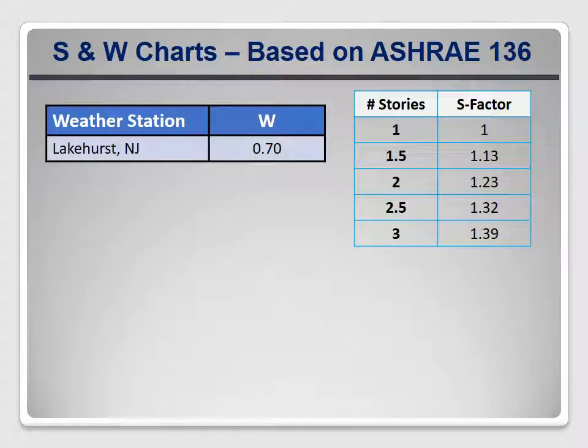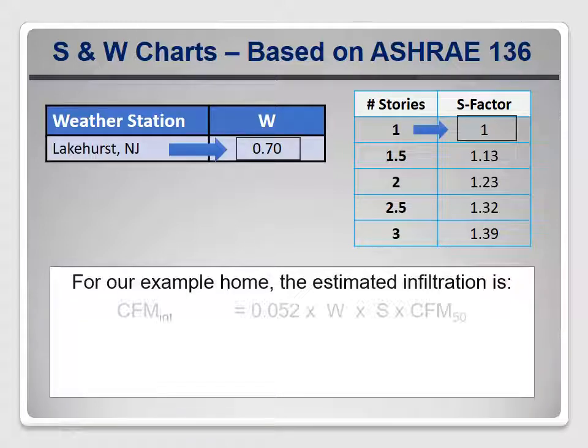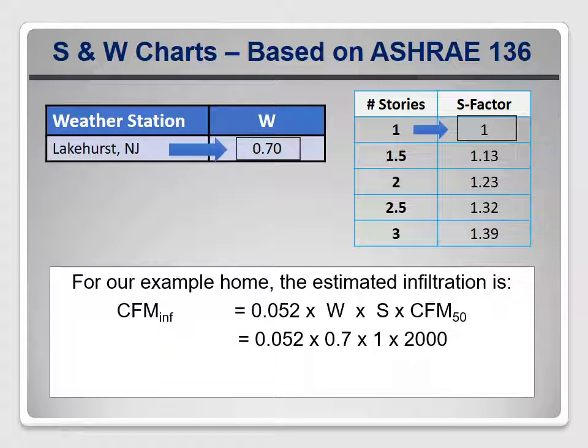ASHRAE 136 lists only one New Jersey weather station in Lakehurst. That's close to Hamilton, so we'll use that W factor, which is 0.7. The S factor is again 1 because this is a single-story house. Now we can plug those numbers into the equation with our blower door reading. The estimated natural infiltration is 0.052 times the W factor of 0.7 times the S factor of 1 times the blower door reading of 2000 CFM. That gives us an estimated infiltration rate of 73 CFM. The 2013 version only estimated infiltration at 50 CFM.